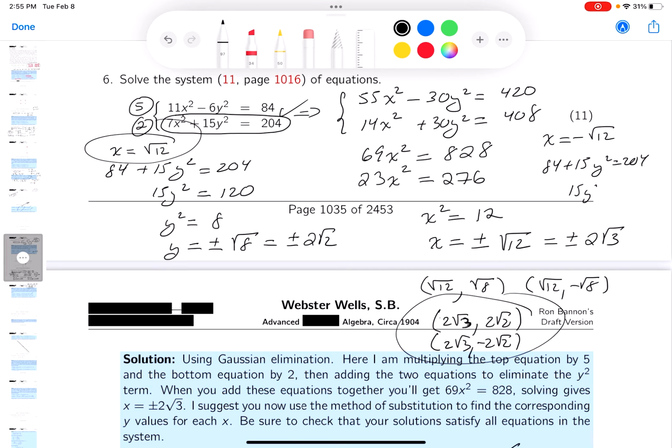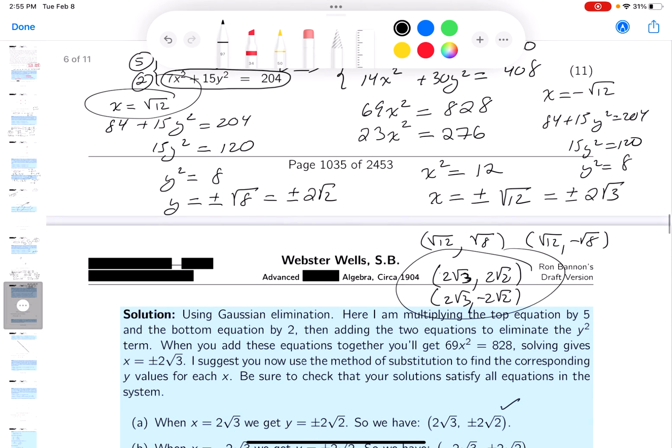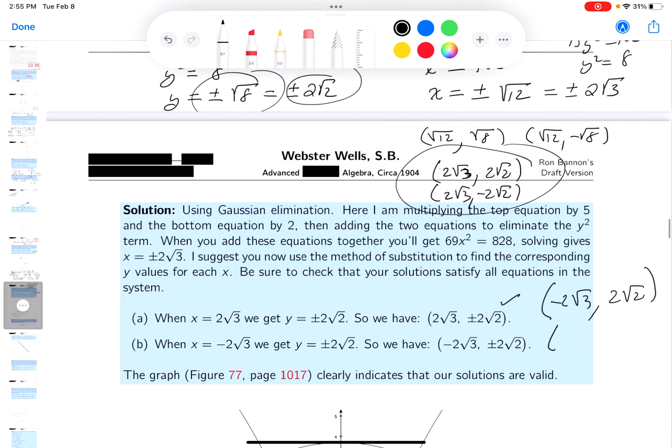So you get 15y squared equals 120. y squared is going to be equal to 8. So I mean y equals plus or minus. I'm really in the same loop, right? You get the idea. I still get this over here, right? Let me write that down for you. I'll write in the proper form. So what I get is minus root 12 now, which I know to be minus 2 root 3, comma, what's the y going to be? 2 root 2's. And the other one's going to be minus 2 root 3 minus 2 root 2.